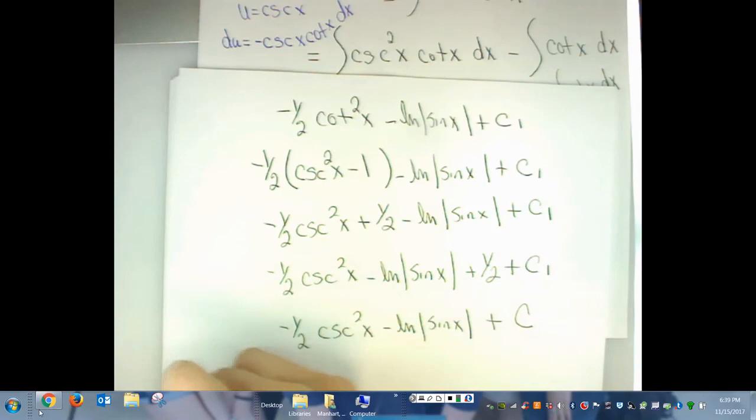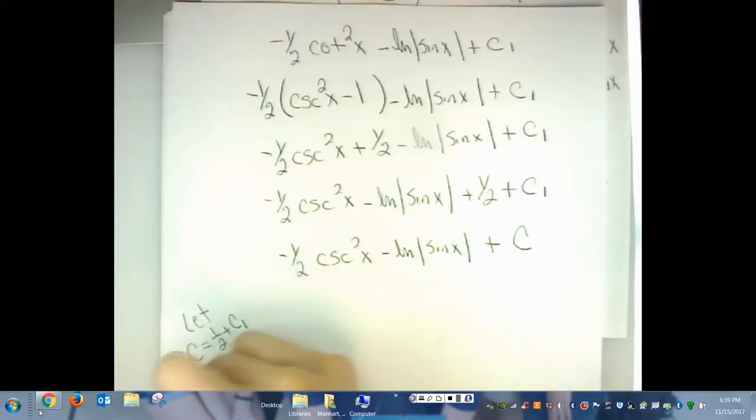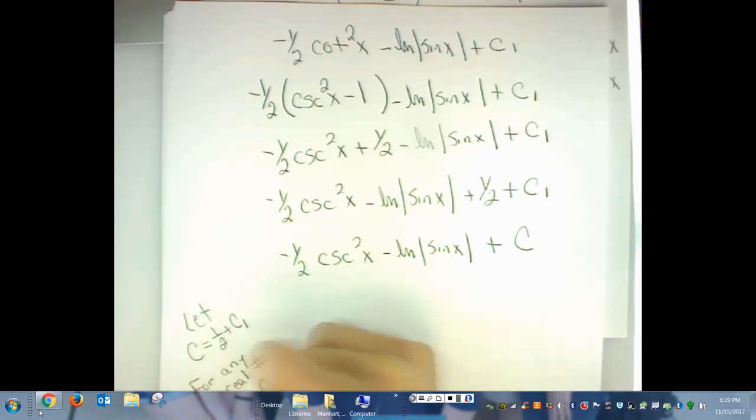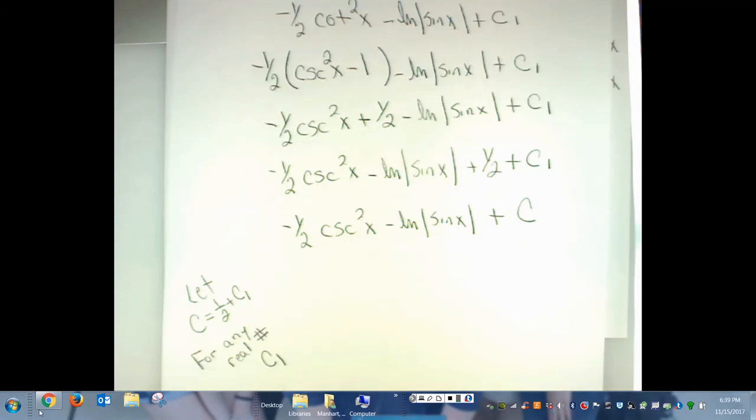If we let capital C be 1/2 plus c sub 1 for any real number c sub 1, that is the proof that the two answers are algebraically equivalent.